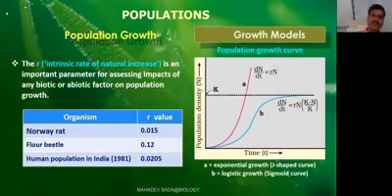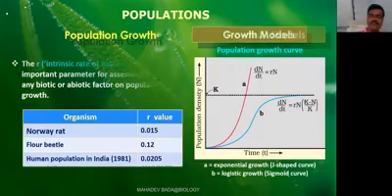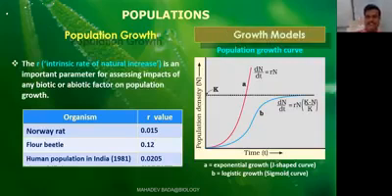The r values, the intrinsic growth rates, are not the same for all species. For the Norway rat, the intrinsic growth rate is 0.015. The flour beetle is different. For the human population in India, when the 1981 census was taken, the intrinsic growth rate was 0.0205.